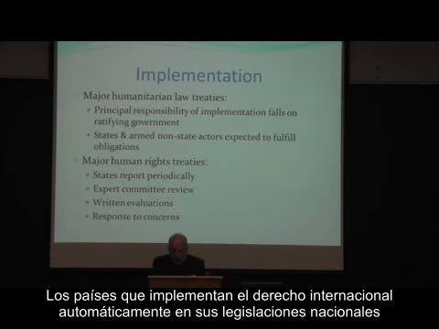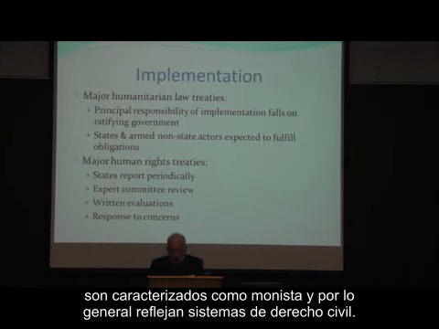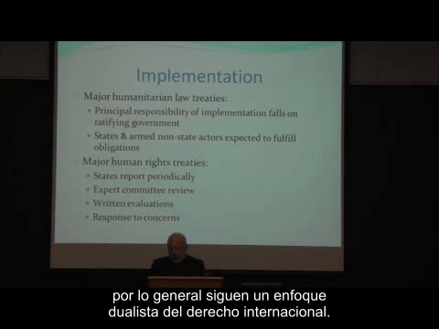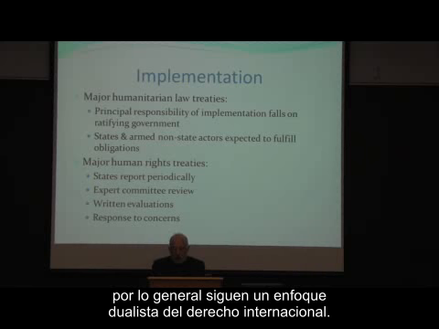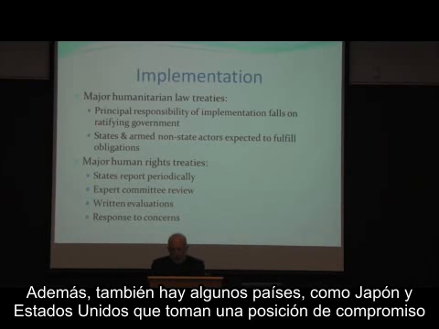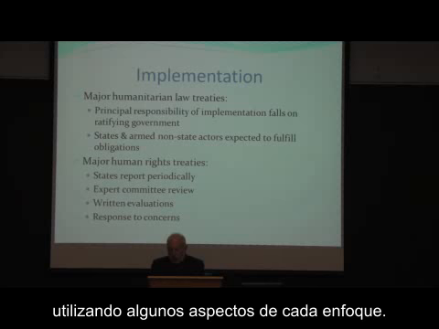treaty. Countries that automatically make international law a part of their national laws have been characterized as monists and often reflect civil law systems. Many other nations, particularly those countries that follow the traditions of the common law begun with the United Kingdom, generally follow a dualist approach to international law. In addition, there are some countries, such as Japan and the United States, that take a compromise position in which they pursue some aspects of each approach.